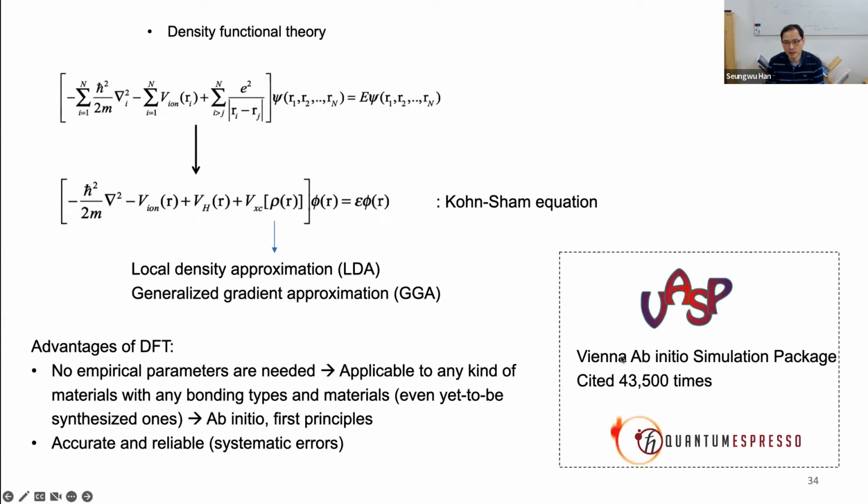This is a very, very popular approach. One example is the Vienna Ab initio Simulation Package, VASP, one of the most popular programs, and its original paper was cited tens of thousands of times. Also, at this moment, around half of the supercomputers at supercomputer centers around the world are running one single program, VASP. It's a very popular program. But this is a commercial package, and Quantum ESPRESSO is the more open software.